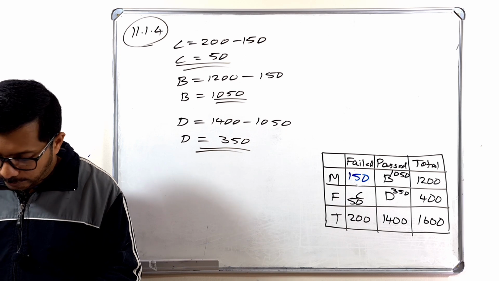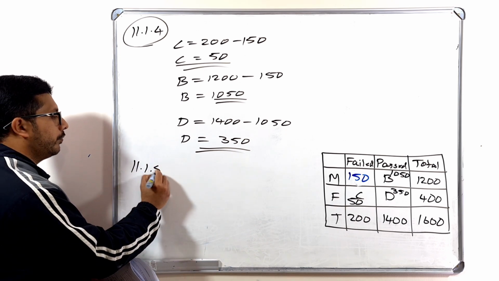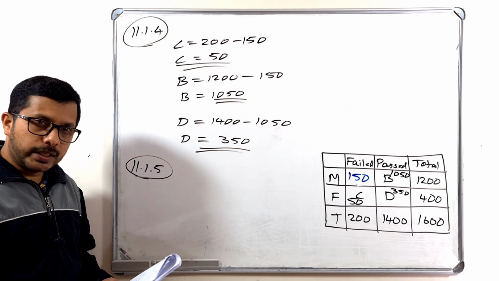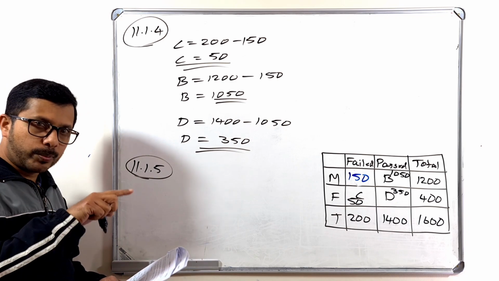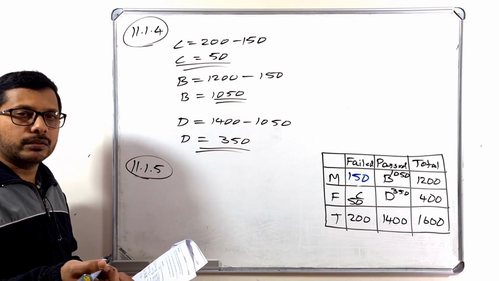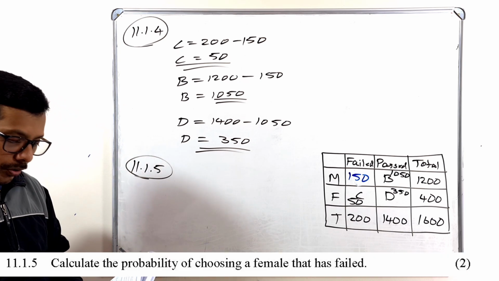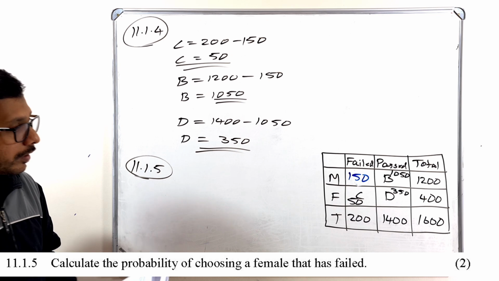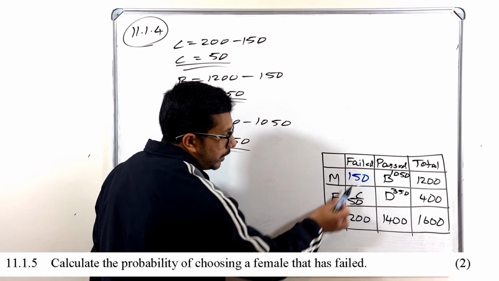Now let's go to 11.1.5. What is that question? Calculate the probability that. So don't forget that in calculus, there are two types of question, either probability or how many. You have to find the number. Here the question is calculate the probability of choosing a female that has failed.